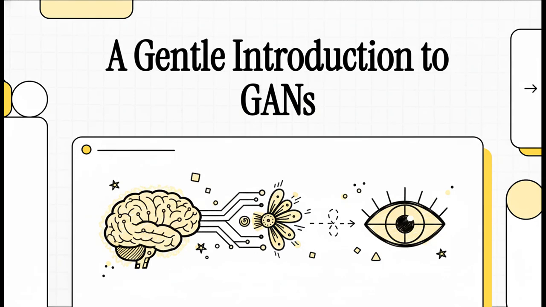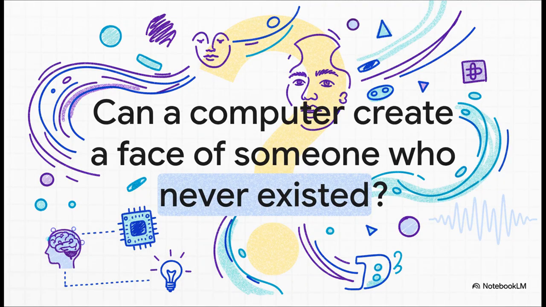Welcome to The Explainer. Today we're diving into one of the most creative and frankly kind of mind-bending ideas in all of artificial intelligence. We're talking about generative adversarial networks, or as you probably know them, GANs.